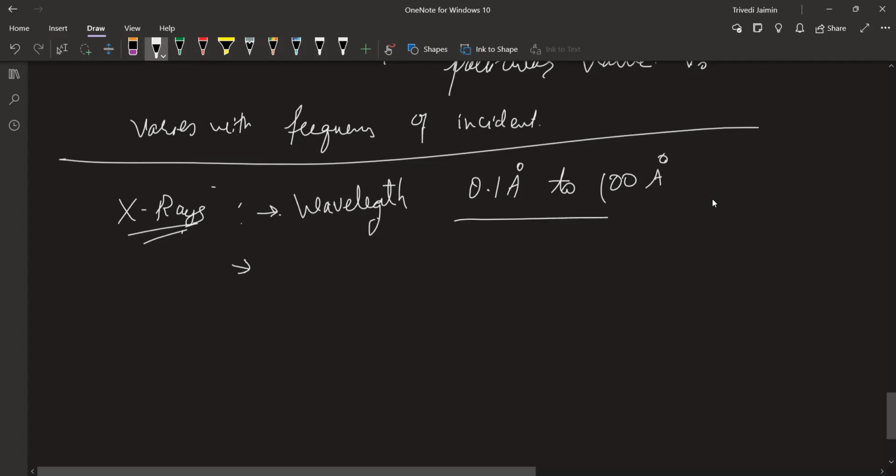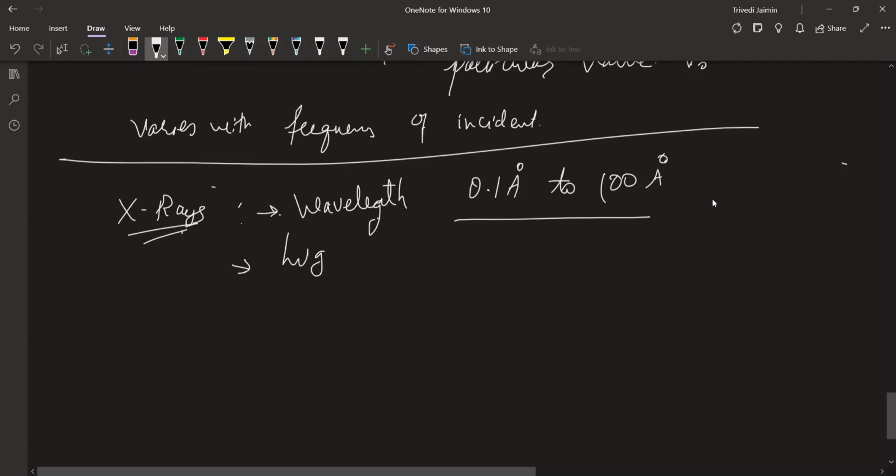Okay, wavelength, its range is 0.1 Angstrom to 100 Angstrom. You know conversion of Angstrom, right? 1 Angstrom equals 10 to the power minus 10 meters. This you all know, right? Okay, very good.